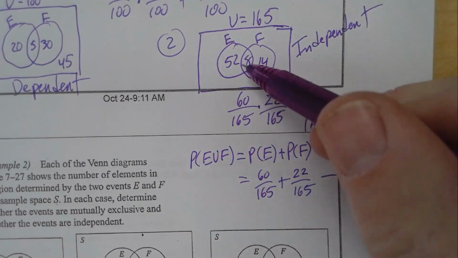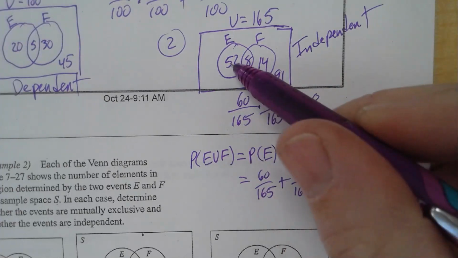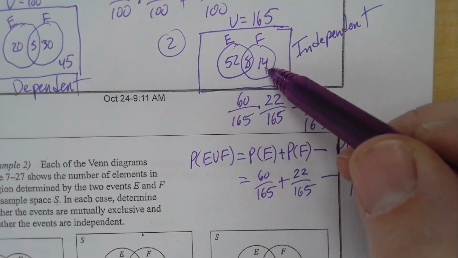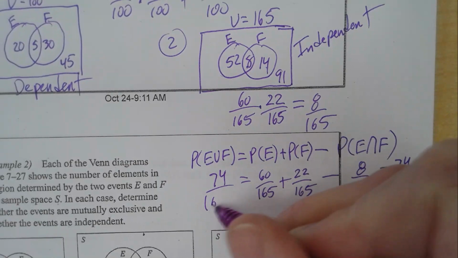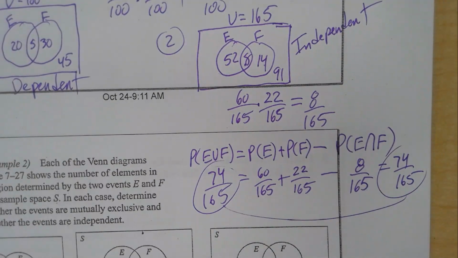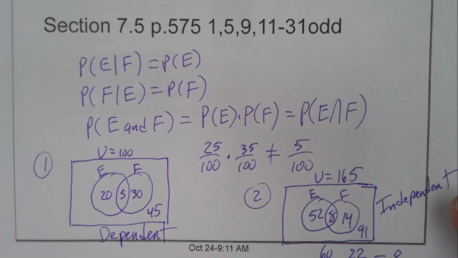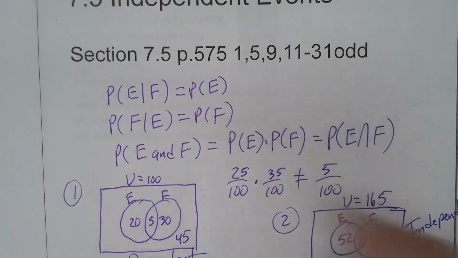Now the question is, does the union, this plus that, equal 74? Well, that and that is 60 plus 14. Yep, it's 74, equals 74 out of 165. So it matches. So that formula holds too when you have independent events. All right, so there's that. So independent probability of E given F.